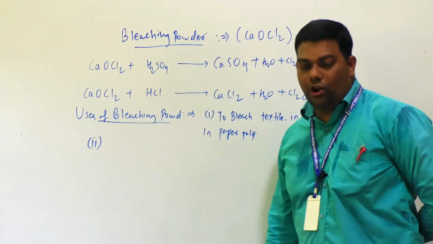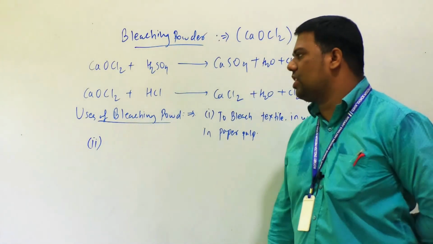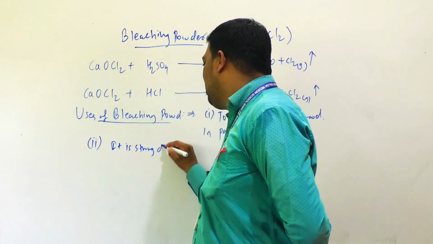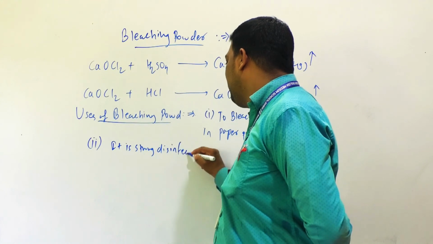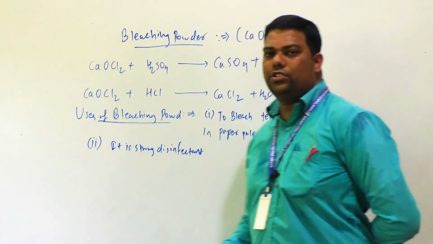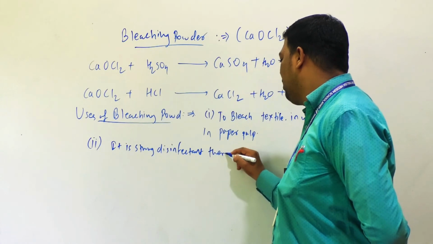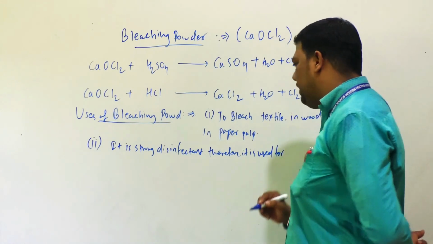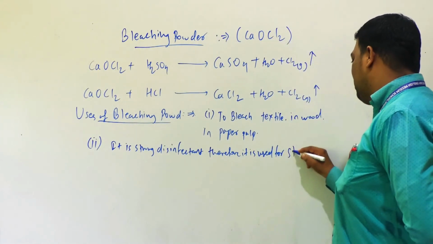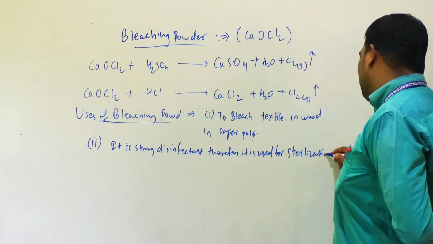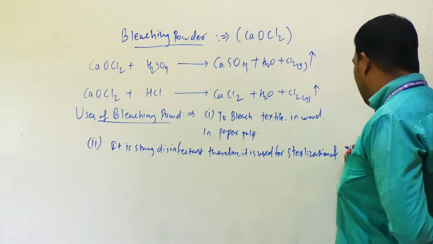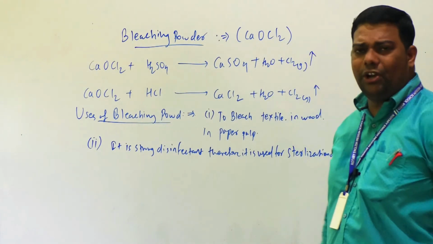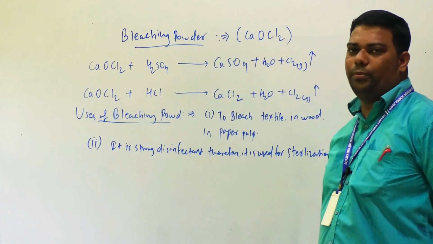Second, it is a strong disinfectant and therefore it is used for sterilization of water. Okay, understood? In metropolitan cities, this bleaching powder has so many uses.